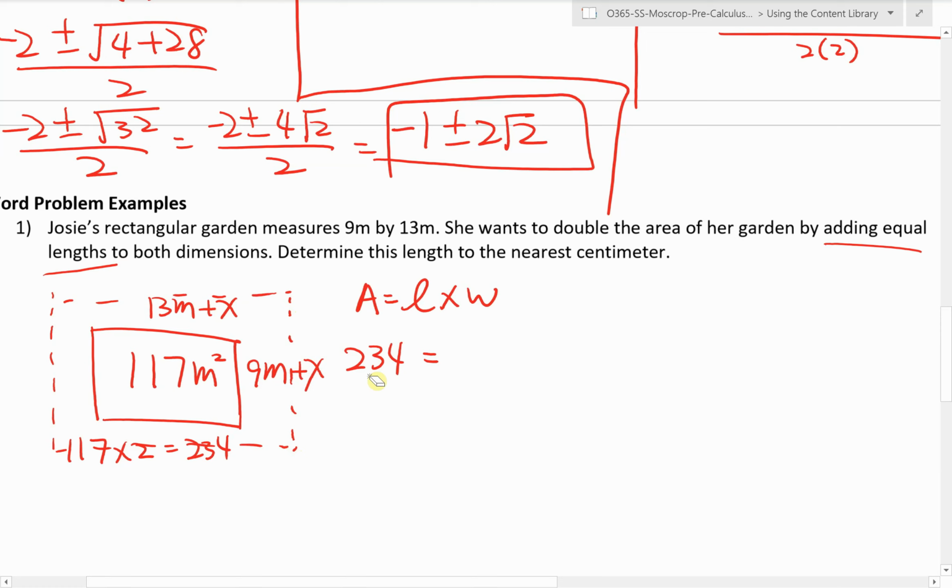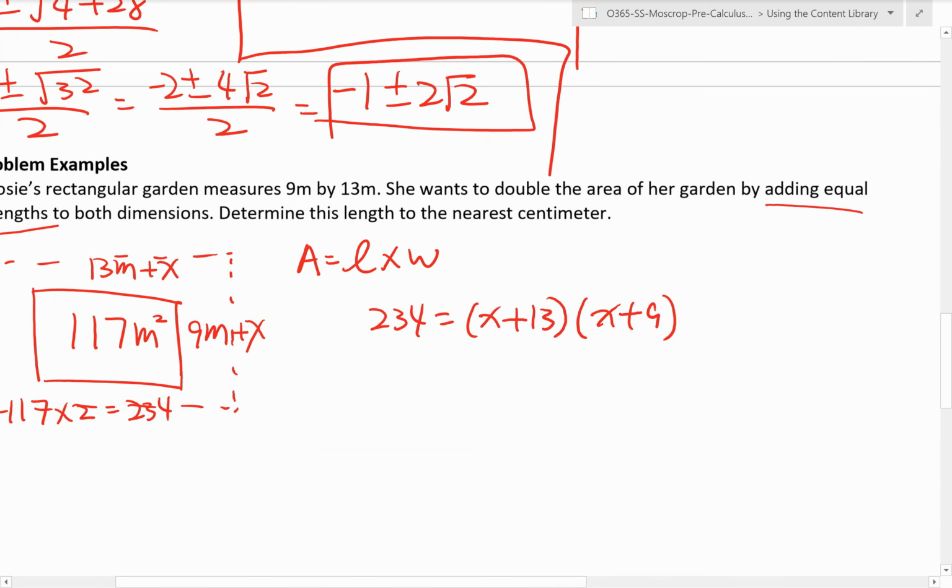So the equation that we're going to end up with is 234 is equal to length, which is 13 plus x. You know what? I'm going to write x plus 13. I just like to write the variable first. Times x plus 9. Okay, so there is our quadratic equation.